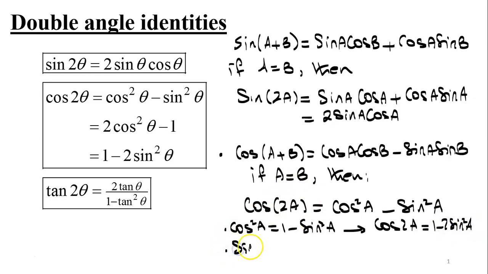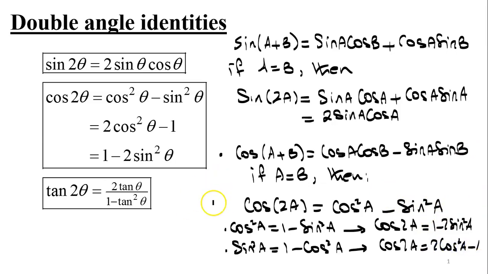And similarly, using the Pythagorean identity, we already know that sine squared a is also 1 minus cosine squared a. So replacing sine squared a in the double angle identity of cosine by 1 minus cosine squared a, that would leave me with 2 cosine squared a minus 1. So these are in fact the justifications of the double angle identities of sine and cosine.